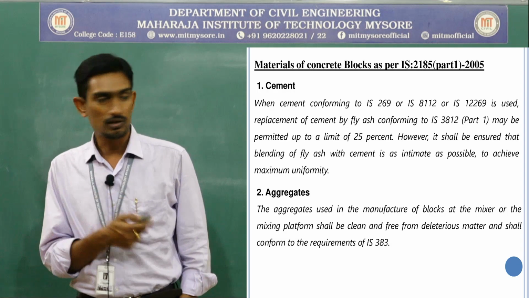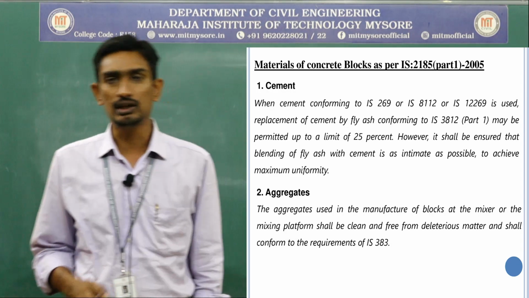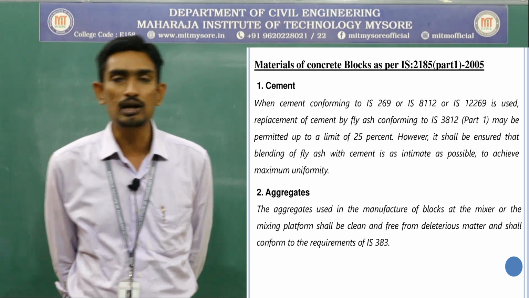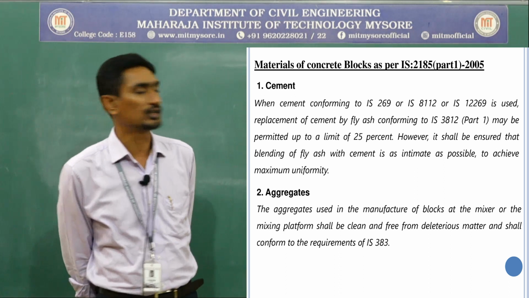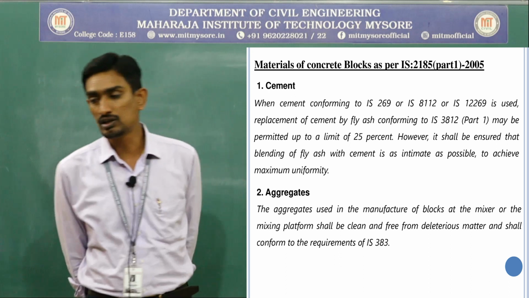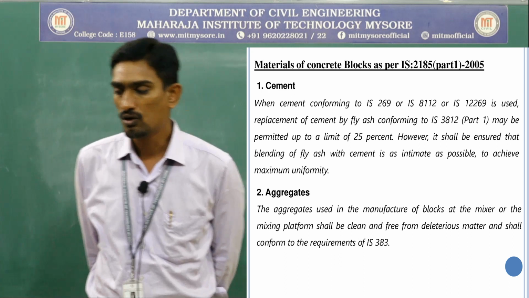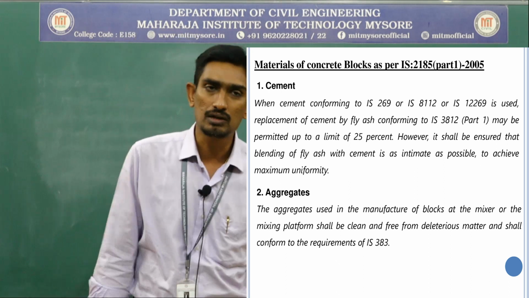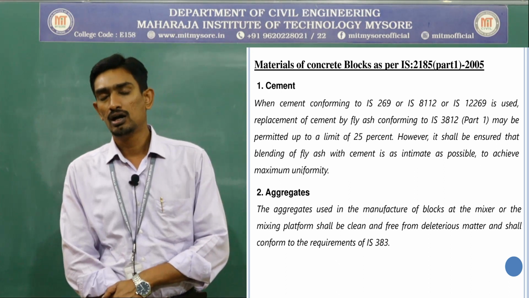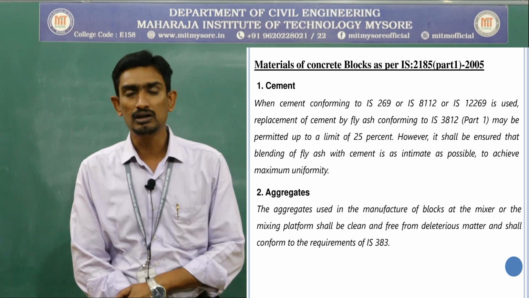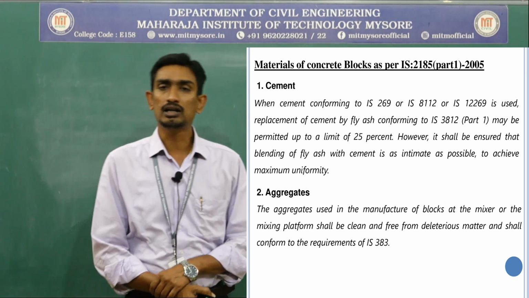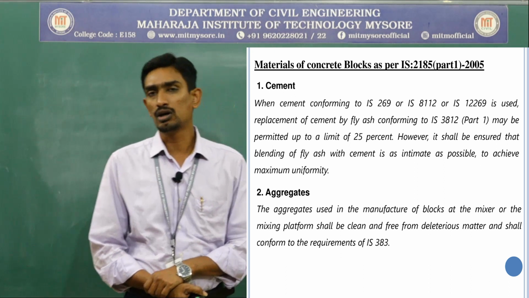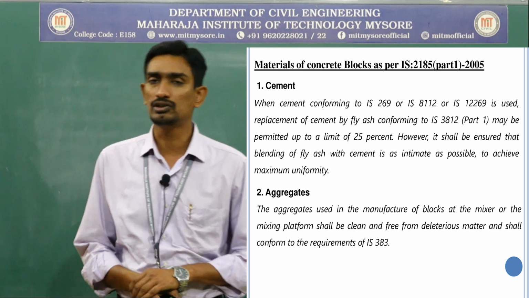So next, as I have highlighted, from the next slide you can see the material used for concrete blocks as per IS 2185. The first basic material is cement. Okay, a cement we need to use. Nowadays in the market there are different types of cement. I think you already know the companies, but the types of cement are different, which I am going to highlight.